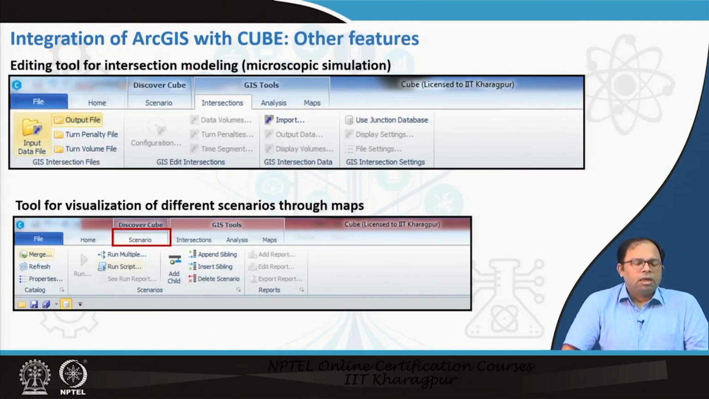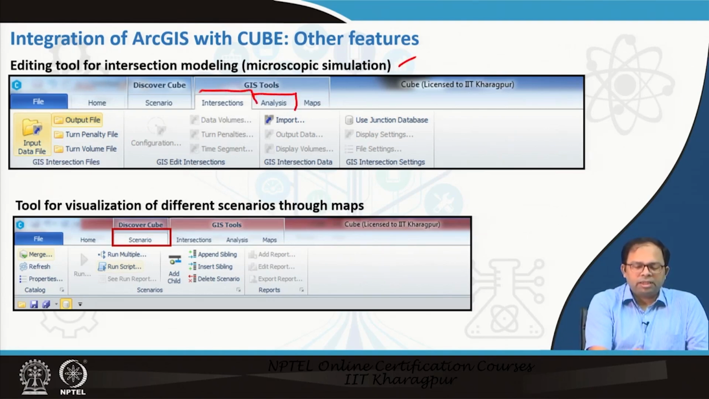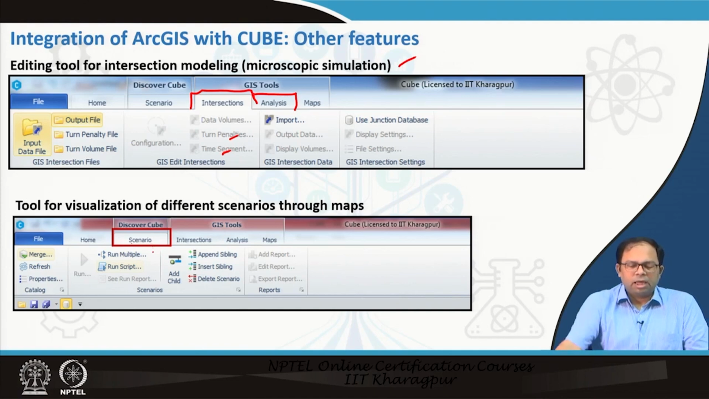In addition, we can have editing tools for intersection modeling, so microscopic simulation. Last time we showed analysis. Within that there are intersections where we can put in data volumes, turn penalties, time segments, and we can model intersections as well. We can also have scenarios, like there could be different scenarios that we can run and we can get the results. So that also could be done.